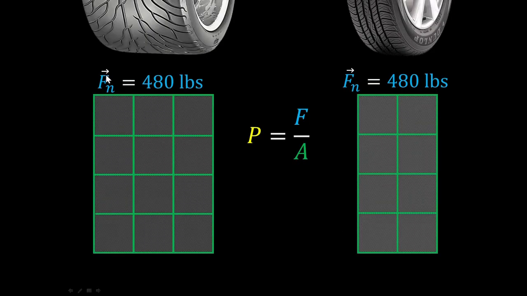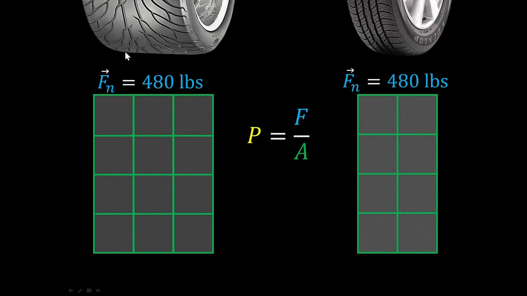Let's see why you would get the same amount of friction from a pressure perspective. Let's say that on one tire here we have 480 pounds, and on this tire we have the same amount of weight on that one tire.